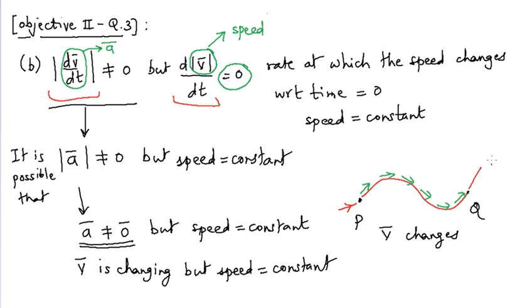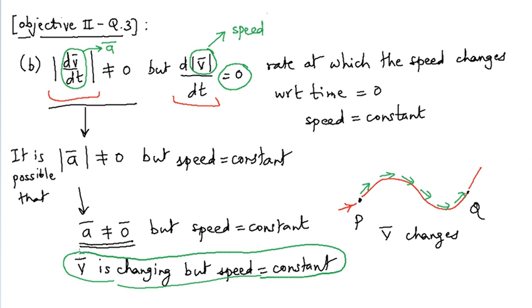We have got a situation where the speed, that is the magnitude of the velocity, doesn't change during the journey from P to Q, but the direction of the velocity definitely does change, and hence we have got a nice example. It's an example of the velocity changing but the speed not changing at all, the speed being a constant. And this one example is sufficient to show that option B is true or correct. Now let's look at option C.